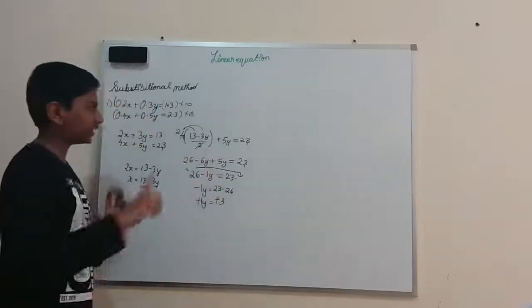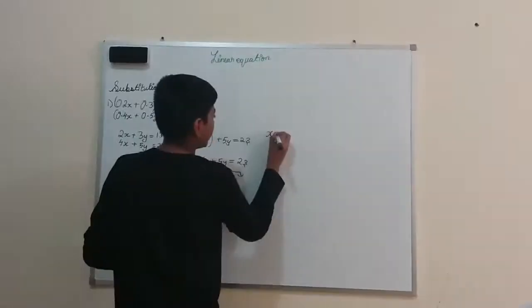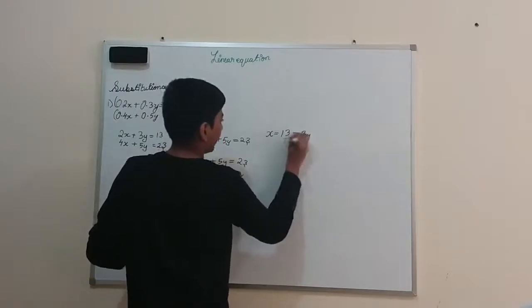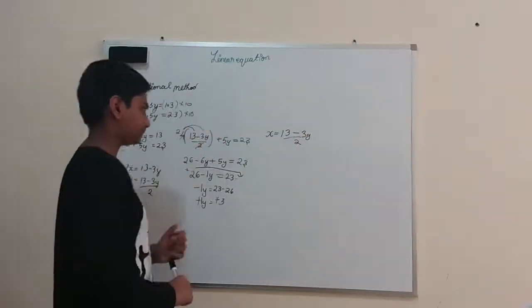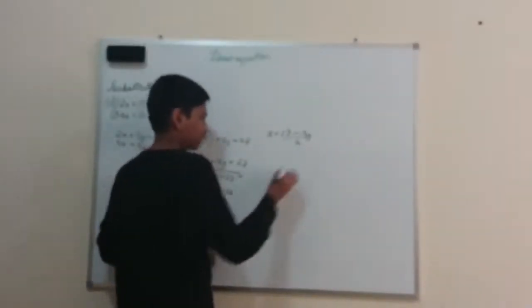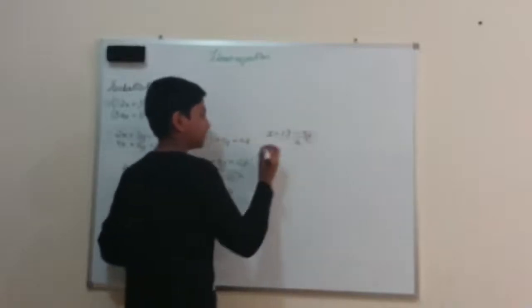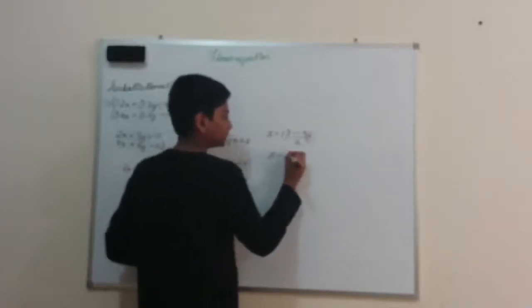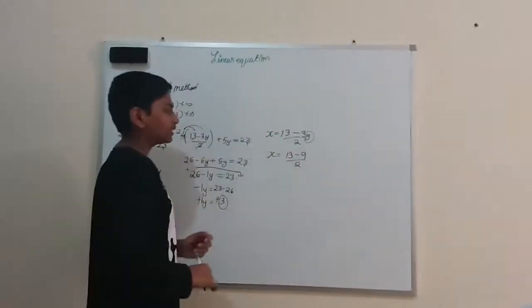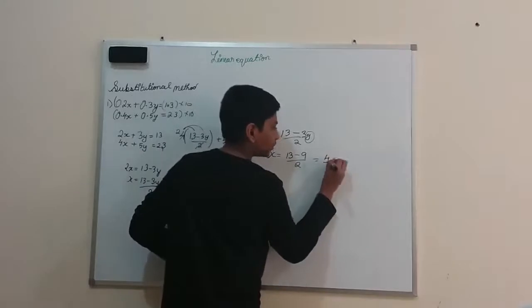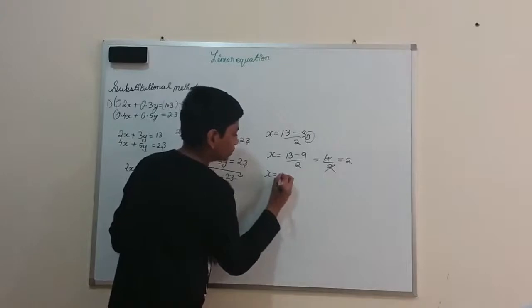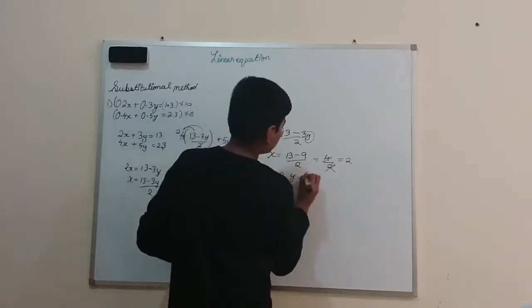Now let's find the value of x. What we got before: x is equal to (13 minus 3y) by 2. Instead of y, we need to substitute the value of y, which is 3. So 3 into 3 will be 9. So x is equal to (13 minus 9) by 2. 13 minus 9 is nothing but 4, so 4 by 2 means we will get 2. So x is equal to 2 and y is equal to 3.